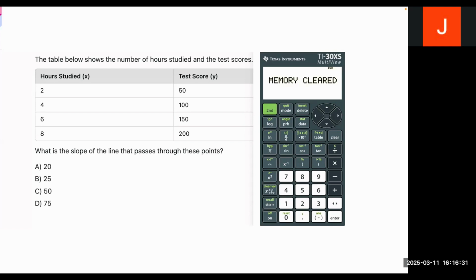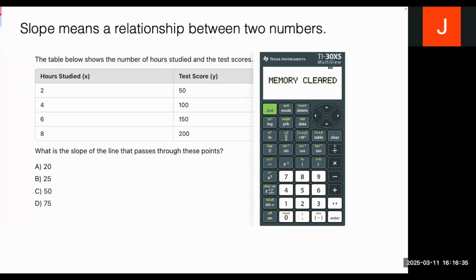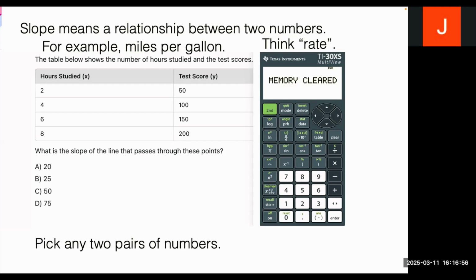Okay, here's the hack. Ready? Here we go. Slope just means a relationship between two numbers, like miles per gallon. So when you hear slope, think rate, kind of loosely, miles per gallon. Like if you put a gallon of gas in, how many miles can I go? Where numbers are connected. So that's what we have here, hours studied and a test score.